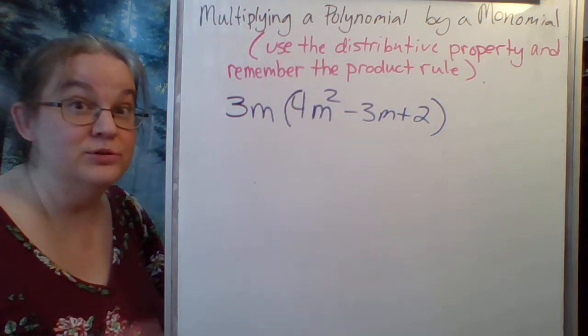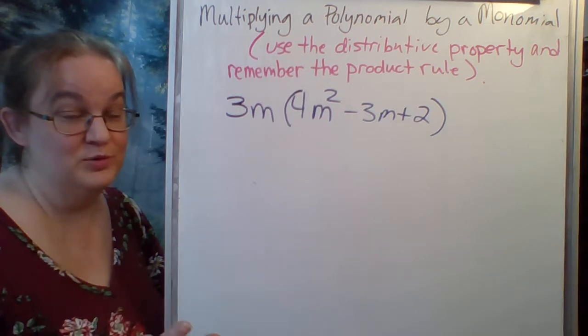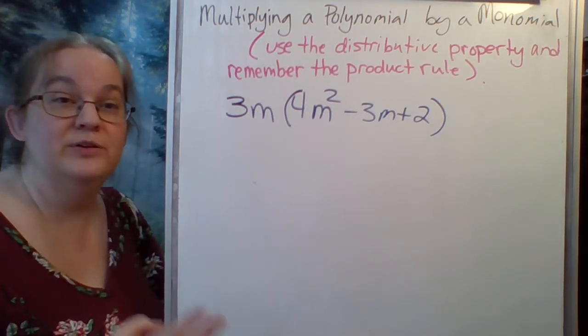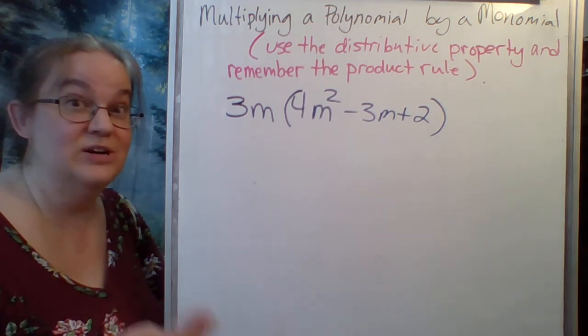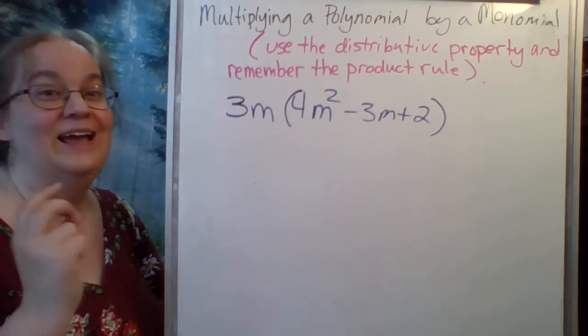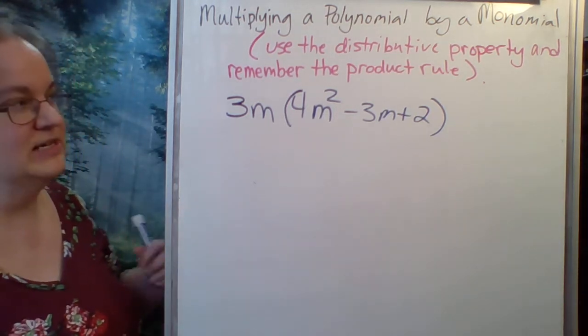Basically, we're combining two skills that you've already done, the distributive property and the product rule. And that's really what this is about. So multiplying a polynomial and a monomial is not super difficult if you can do the distributive property and you can use the product rule. Okay, so let's take a look at this example.